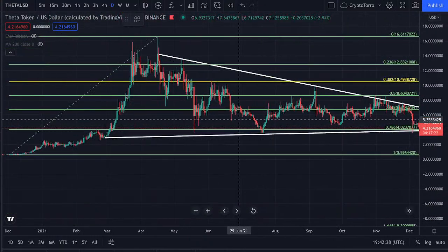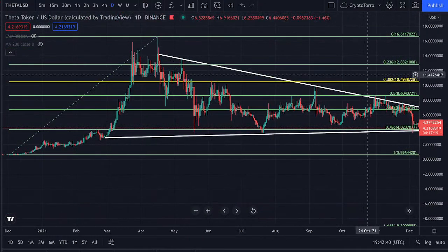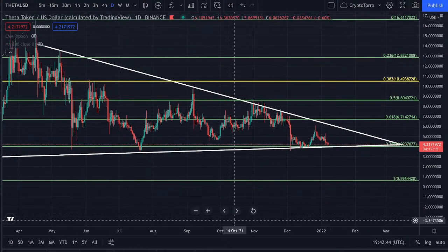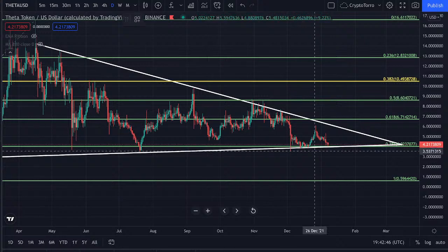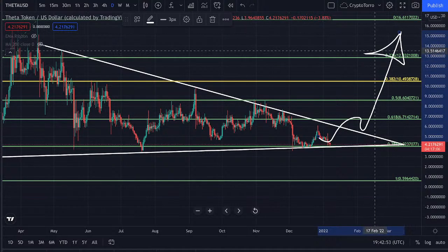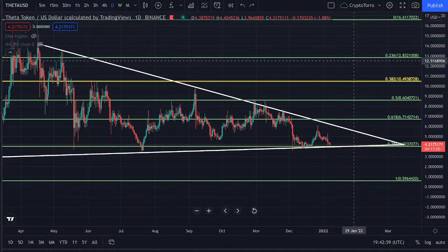And what I think is important is that we are right now seeing this, I would like to say, symmetrical triangle taking place on the daily time frame on Theta Fuel. So therefore, if we do right now see a further increase above this descending resistance, breaking out above it and seeing momentum towards the upside, it will be, of course, very significant momentum. So that is absolutely very important.